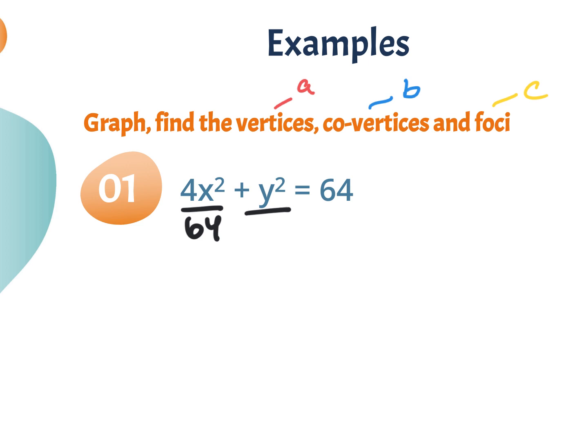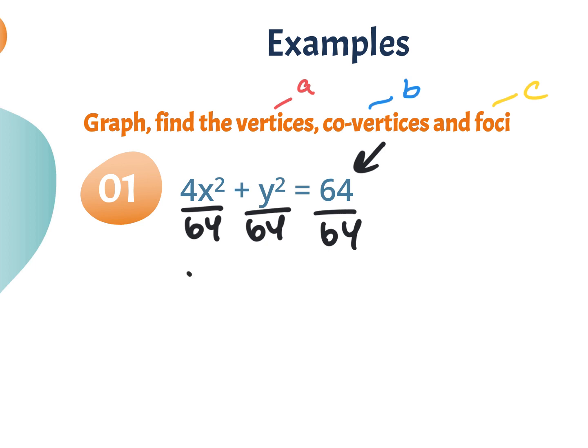Always make sure, because it has to be in standard form, it has to be x squared over a squared plus y squared over b squared equals 1, or with the a and the b switched. But first thing, if you have a number here that is not 1, what should you do? Divide everything by it.